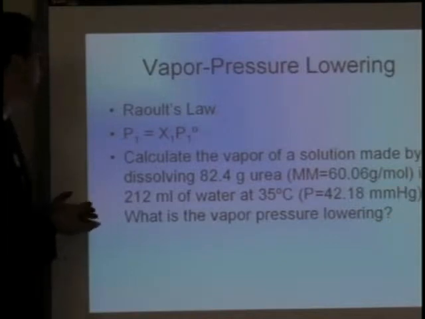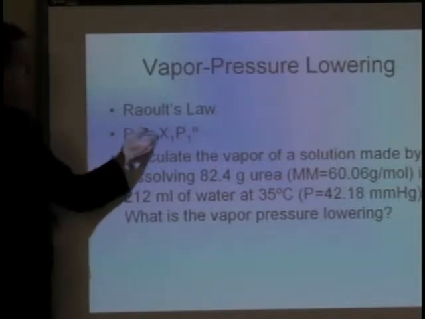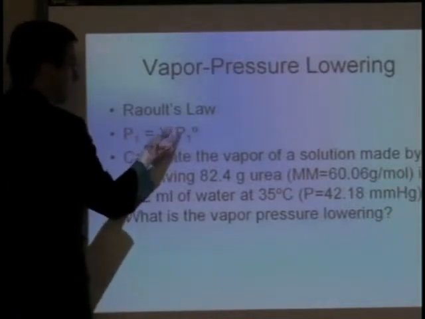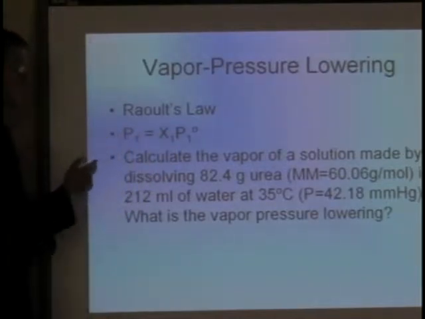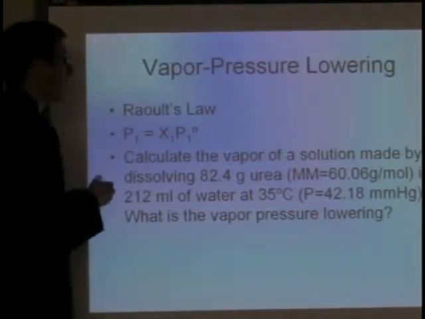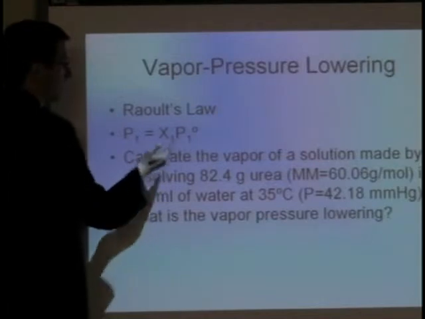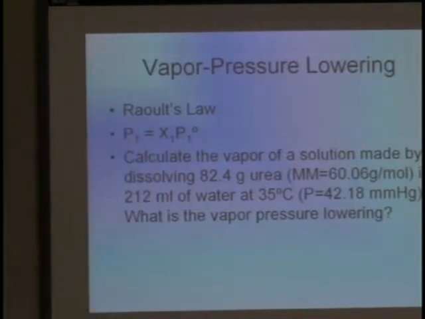So what we can do is we can figure out the mole fraction. We can then multiply it by that original pressure and figure out what would be the new pressure of that solution. The vapor pressure lowering part would be subtracting then the original from the new. So we're going to go over to the board and do that.